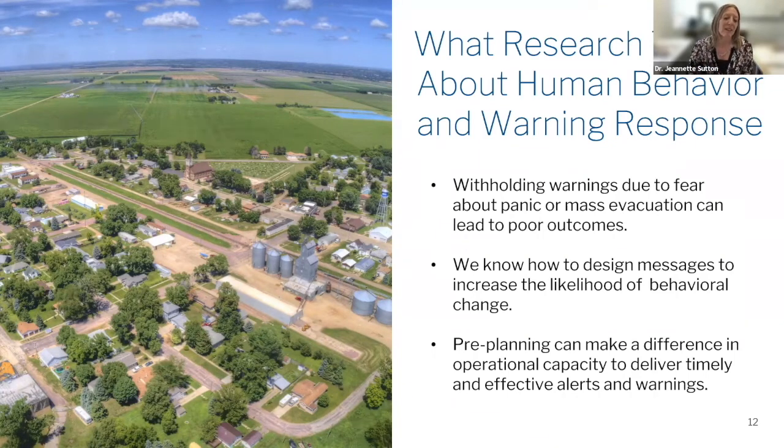My next point is we know how to design messages to increase the likelihood of behavioral change. Behavioral change is generally defined as taking an action to protect oneself from harm. But there's an additional behavioral change that a well-designed message can affect. It can affect the amount of time that people take to confirm the warning prior to taking an action. And one of the ways to make this change is by writing complete warnings that provide the information needed to make decisions without searching for additional information.